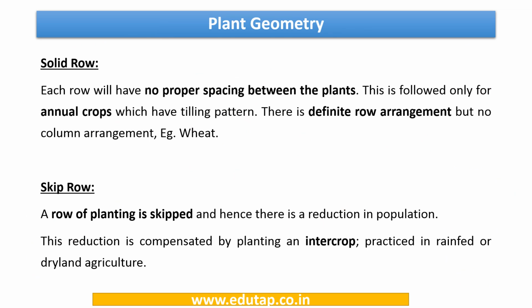So let us start with a solid row. Okay, in solid row what happens is there is no proper spacing between the plants. Now you need to understand what is meant by this particular statement. So what would happen is you would have a very definite measurement of row to row arrangement, but the plant to plant, that is the vertical distance, will not have any definite pattern. So in this case we call it as solid row.